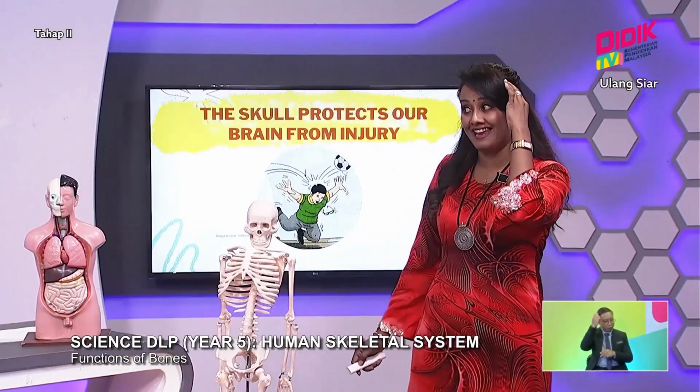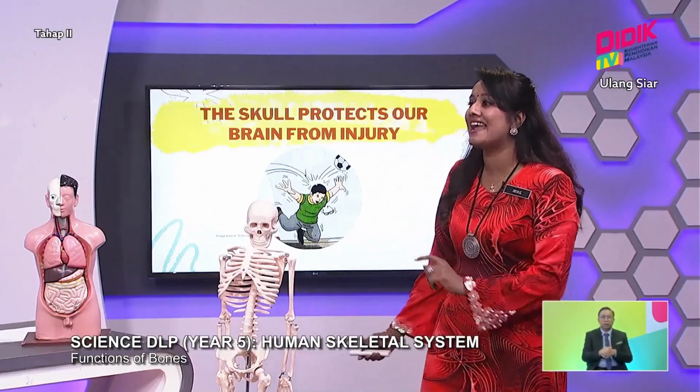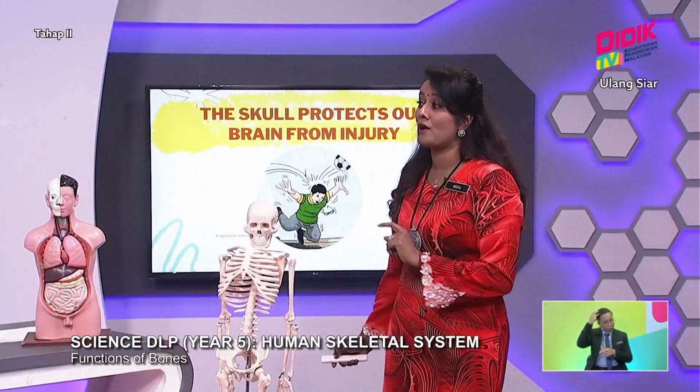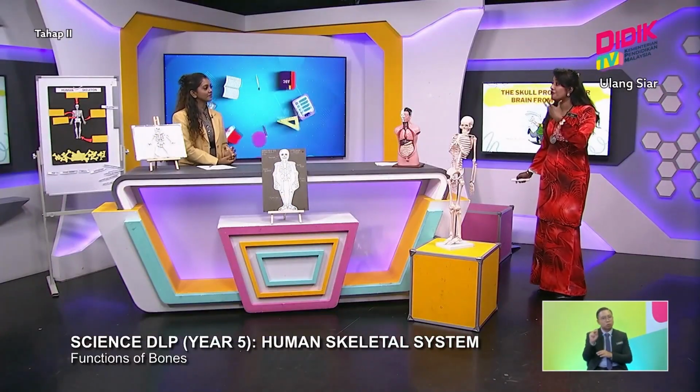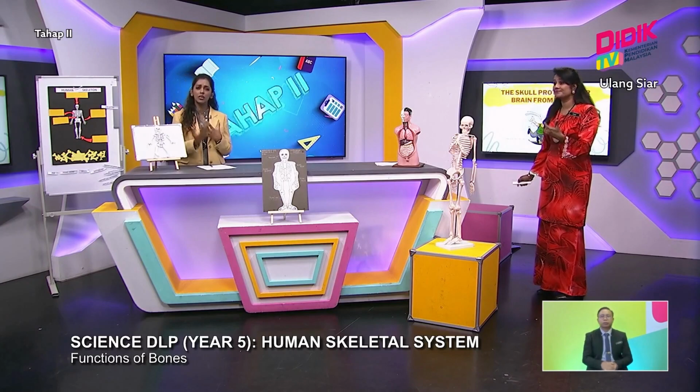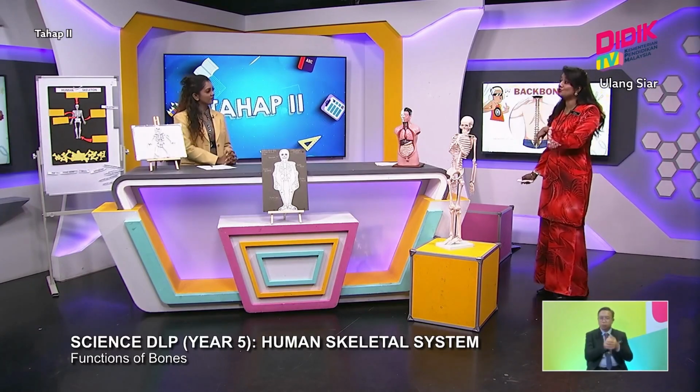What's inside our head here? Brains. Exactly, very good. The skull protects our brain from injury. Let's say there's no skull. When you fall, what will happen? It would hurt our head, damage the brain and all. Yes. So now we go to the next.